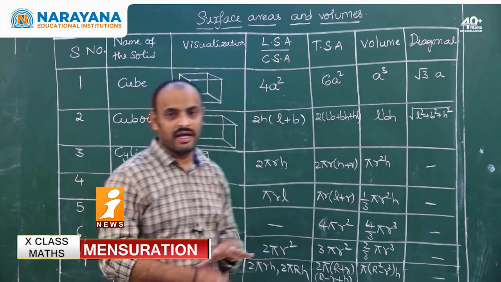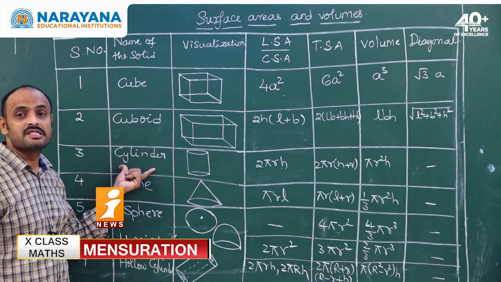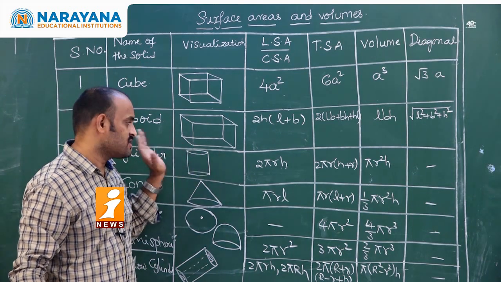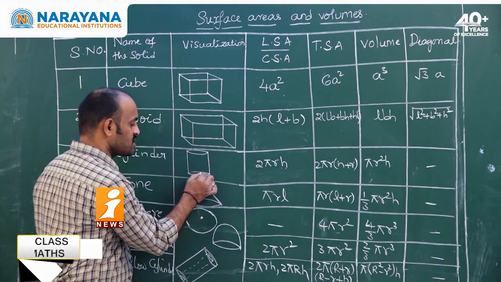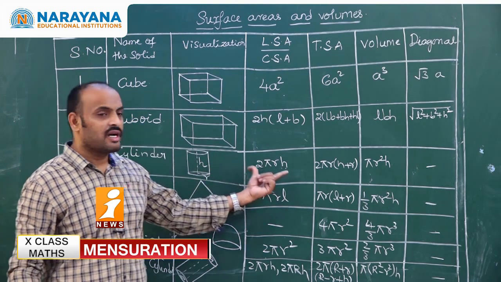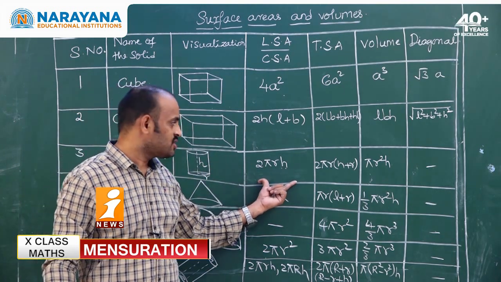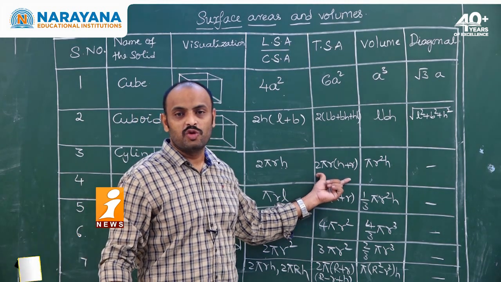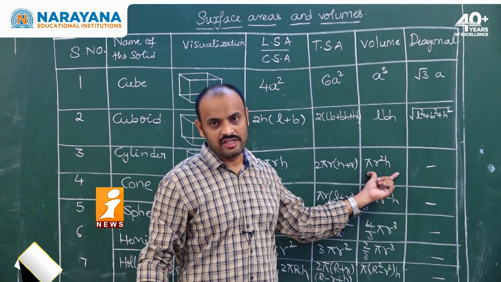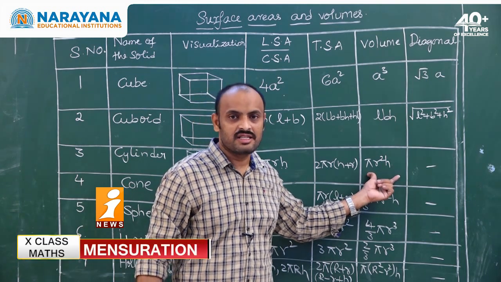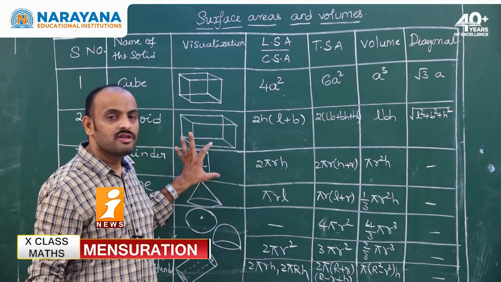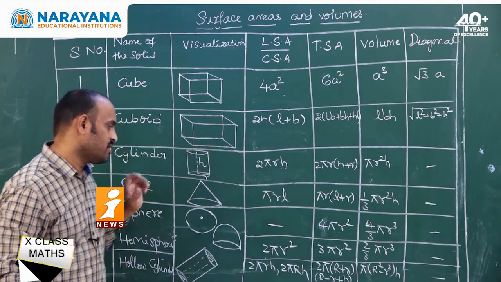Then comes cylinder, which has 2 plane surfaces and 1 curved surface, in which this is r and this is height. Lateral surface area is 2 pi r h, total surface area is 2 pi r into (h plus r), and volume is pi r square into h. What is r here? r is the radius of the base, and h is the height of the cylinder.